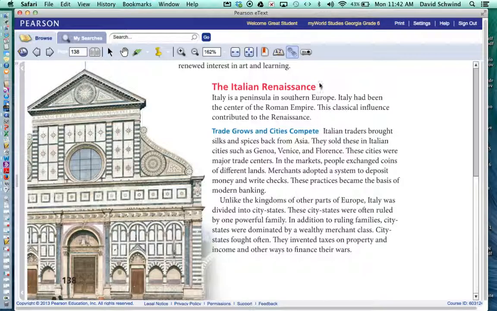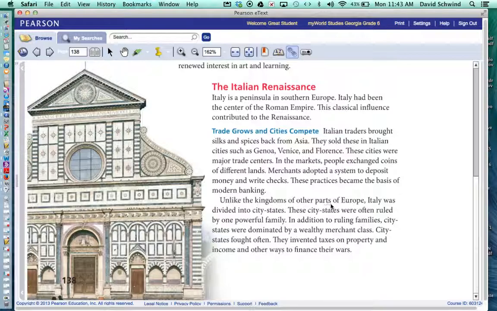So back during the Italian Renaissance, they created what is very similar to our way of exchanging money. You go to the bank, you get some money, you can put money in the bank, you write a check, they cash it for you.